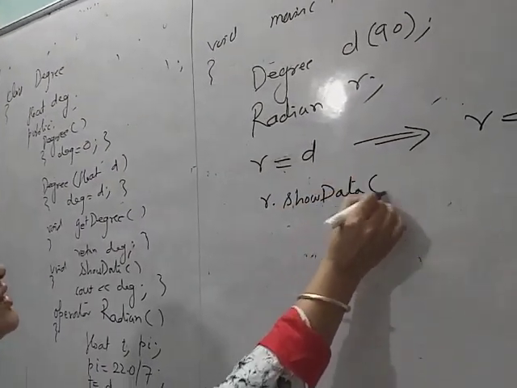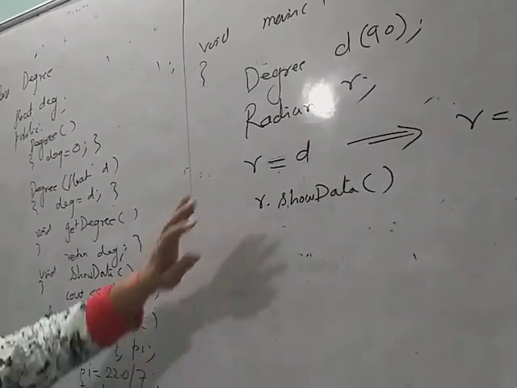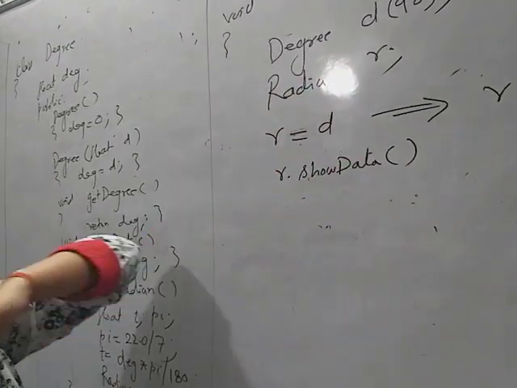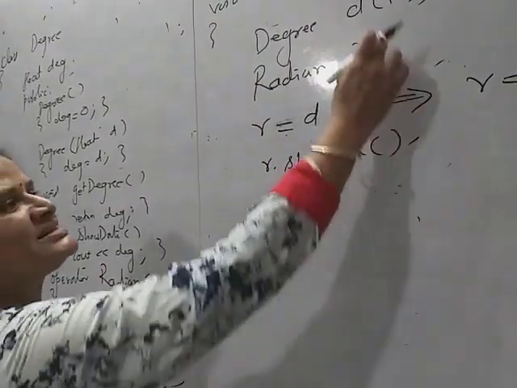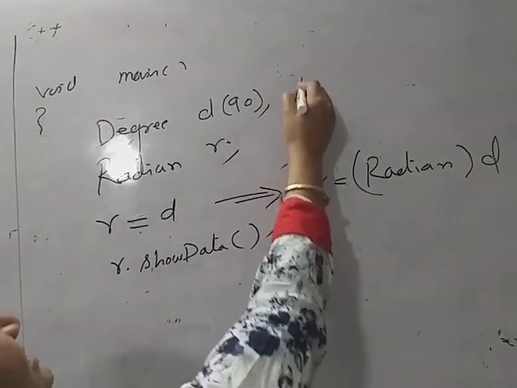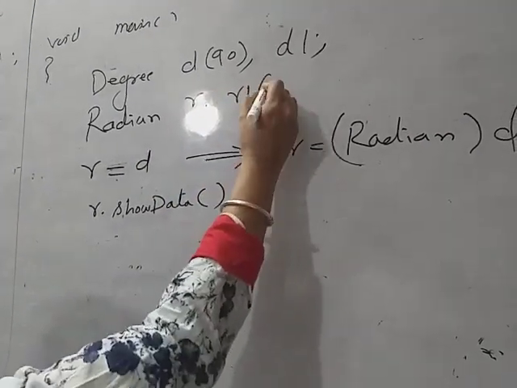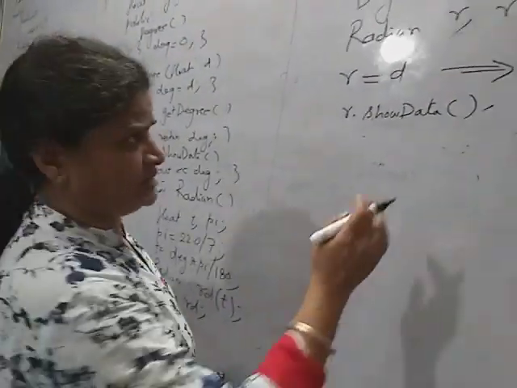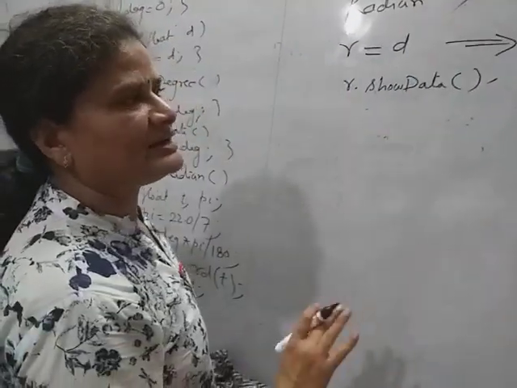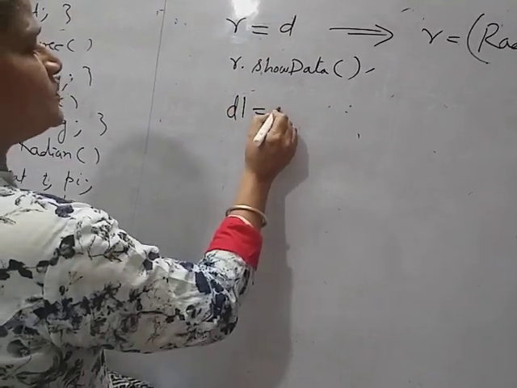If you print here R dot show data, it will write approximately 1.57, that is pi by 2. Pi by 2 is approximately 3.14 divided by 2. So it will show that this degree has been converted into radian. Okay. Now the reverse way. Suppose I take one more object, D1, and the radian object R1, and here I am passing 1.57, that is approximately pi by 2. Its equivalent is 90. Now I am writing D1 equal to R1.